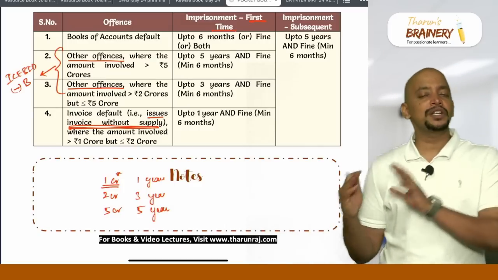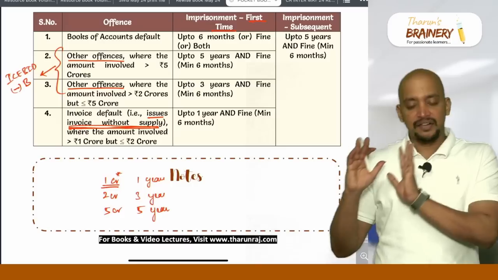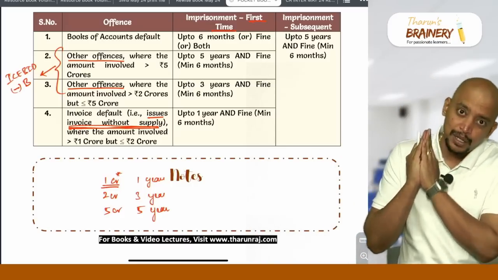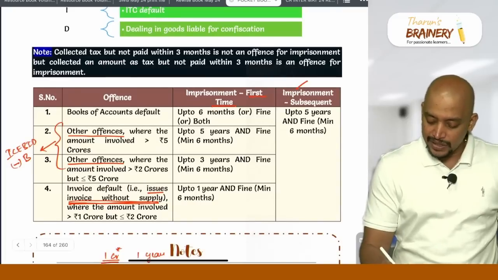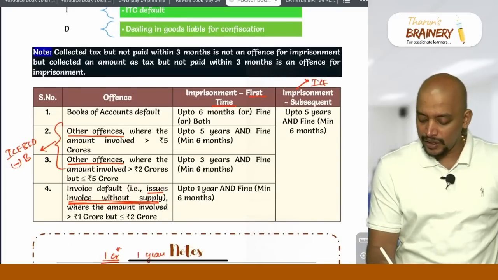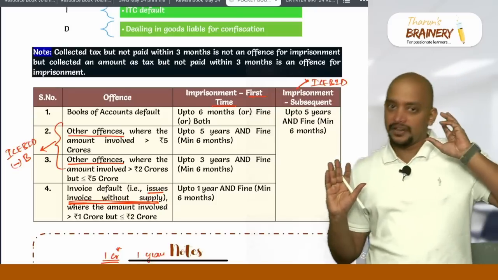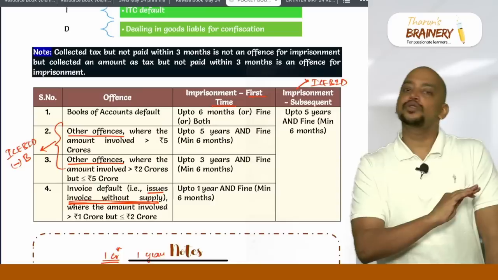See, if it is subsequent imprisonment, it's no doubt. So it is up to 5 years plus fine, and the minimum imprisonment will be 6 months. So confusion will not come at all. In all the cases, subsequent imprisonment given means up to 5 years plus fine, and the minimum imprisonment of 6 months. There is no other provision.